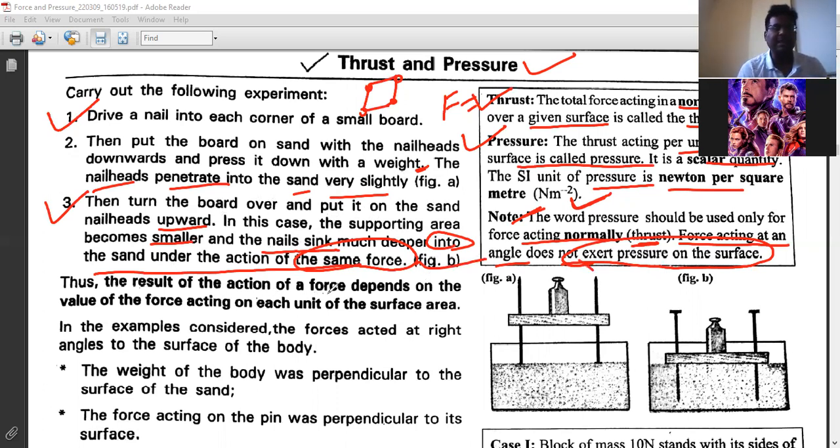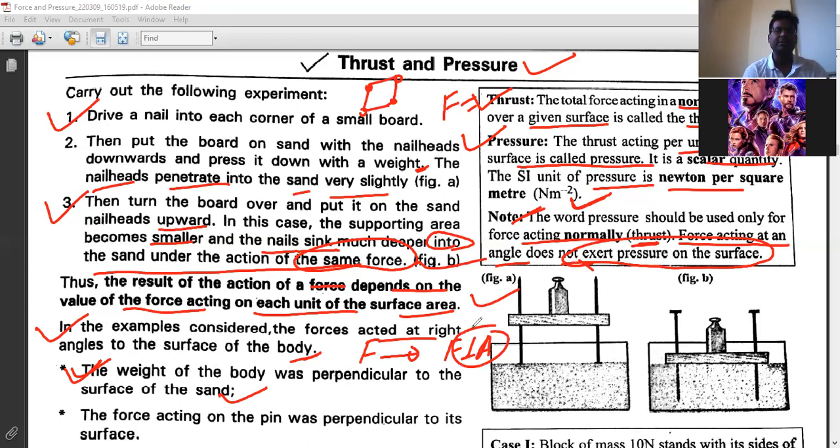Thus, the result of the action of the force depends on the value of the force acting on each unit of the surface area. So the force we apply depends on the surface area, right? In the example, the force acted at a right angle to the surface of the body. The weight of the body was perpendicular to the surface of the sand. It means force always acts perpendicular to the surface area. Both are perpendicular to each other, then only it will act as a thrust.